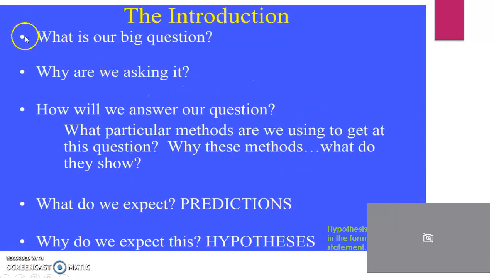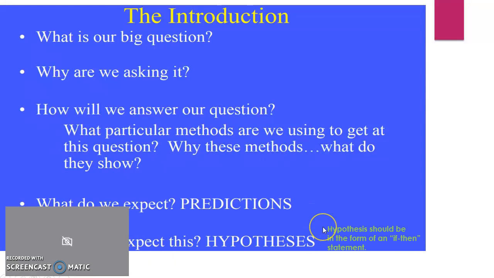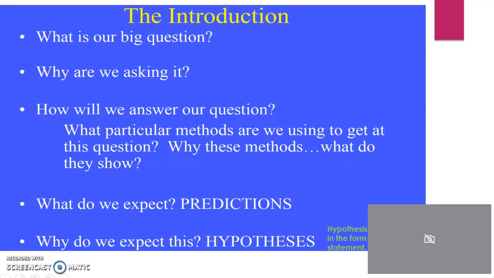So what is the big question? Why are we asking it? How will we answer our question? What particular methods are we using to get at this question? Why these methods? What do they show? What do we expect? What do you predict will happen? And then, of course, why do we expect this hypothesis? And remember, your hypothesis should be in the form of an if-then statement. Okay, so if we add fertilizer to the plants, then they will grow significantly. You could give an amount they would grow. You predict that they would grow.